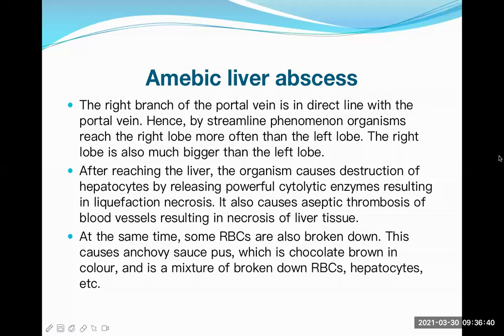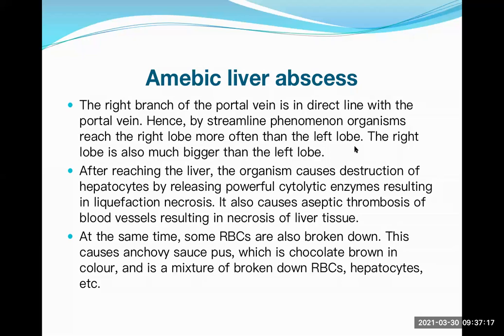Now, we're talking about amoebic liver abscess here. And usually the organism, Entamoeba histolytica, reaches the liver through the portal vein. Now, see there some of the important points. The right branch of the portal vein is bigger than the left, and it is also in direct line with the portal vein. So what does that mean? Most of the blood will flow to the right lobe of the liver through the portal vein.